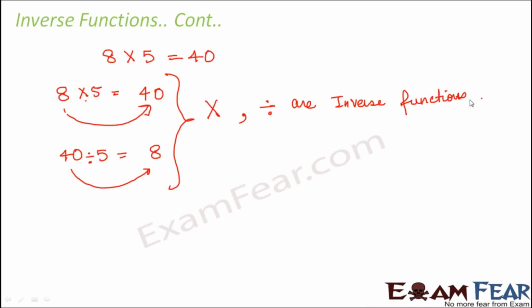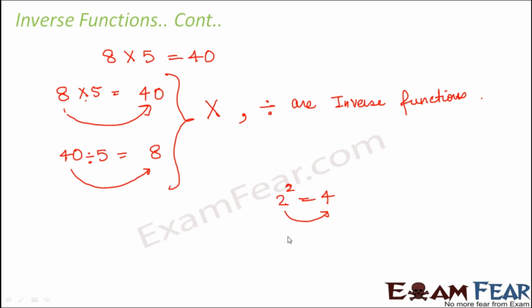Now on similar lines, let's talk about squares. When I tell you 2 square gives you 4, that means if I want to get 4 from 2, I square 2. So if I want to get 4 from 2 by squaring, then I square 2.